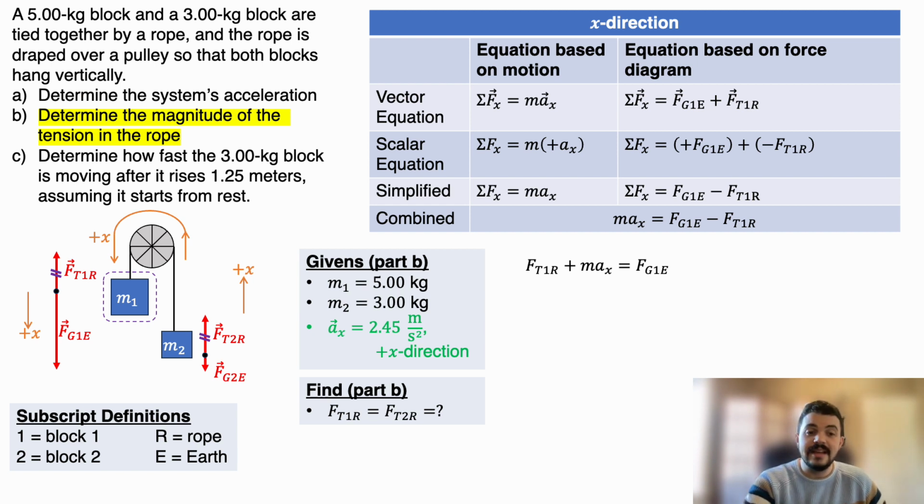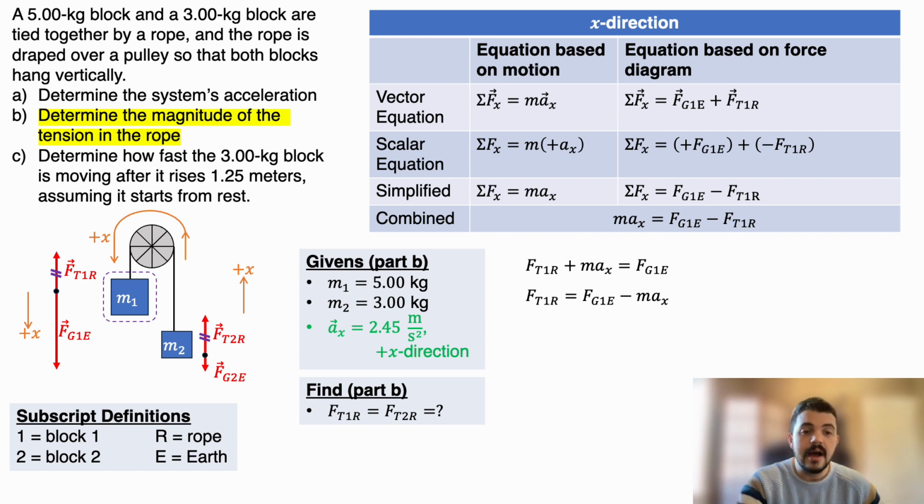The tension force is not yet isolated. The last step will be to subtract mass times acceleration, this whole term, undo this addition, and subtract that over to the other side of the equal sign. And when we do that, we end up with the tension force is equal to the gravitational force minus mass times acceleration. My find is isolated. Am I ready to plug in numbers?